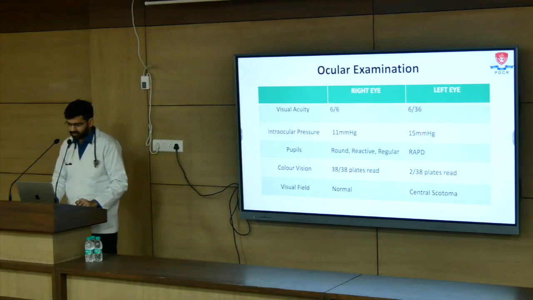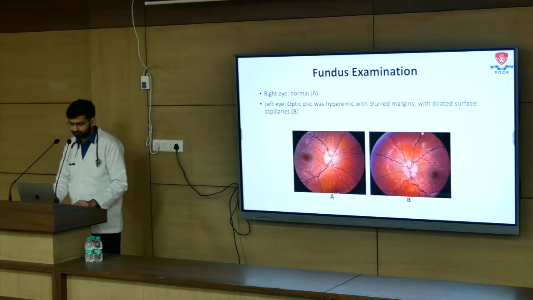On ocular examination, visual acuity was 6/6 in the right eye and 6/36 in the left eye. Intraocular pressure was 11 mm Hg in the right eye and 15 mm Hg in the left eye. Pupils were round, reactive and regular in the right eye, but there was a relative afferent pupillary defect in the left eye. Color vision: she was able to read all 38 plates from the right eye and only 2 plates from the left eye. Visual field was normal in the right eye while there was a central scotoma in the left eye.